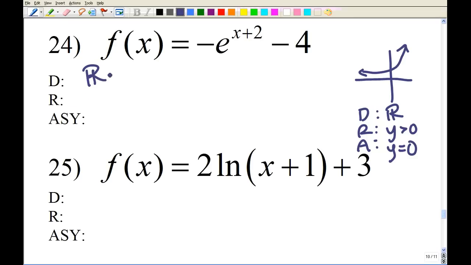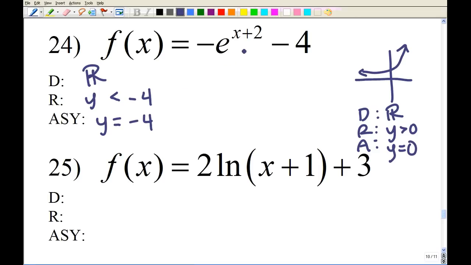However, the range is going to change a little bit because it used to be y is greater than 0. However, we've moved down 4, so the y values are going to have something to do with that negative 4. But notice that we've reflected it over the x-axis, so it will be y is less than negative 4. And everything moved down 4, so the asymptote is also moved down 4 as well, so it's going to be at y equals negative 4.